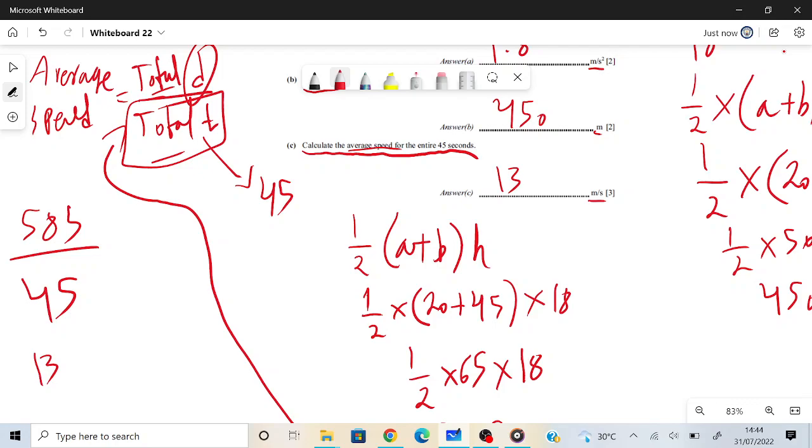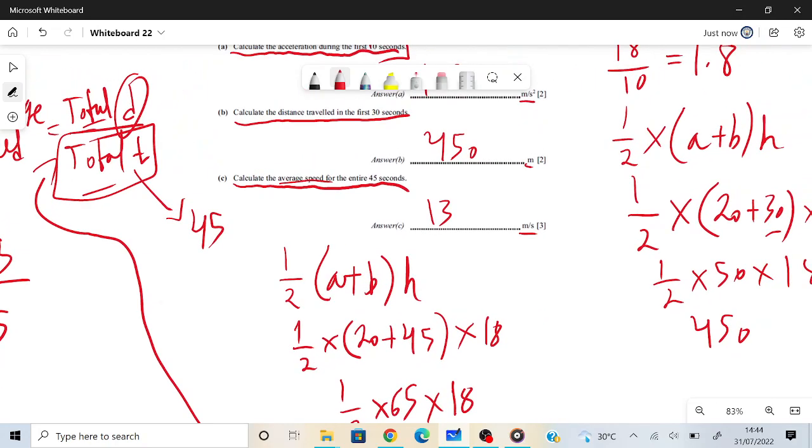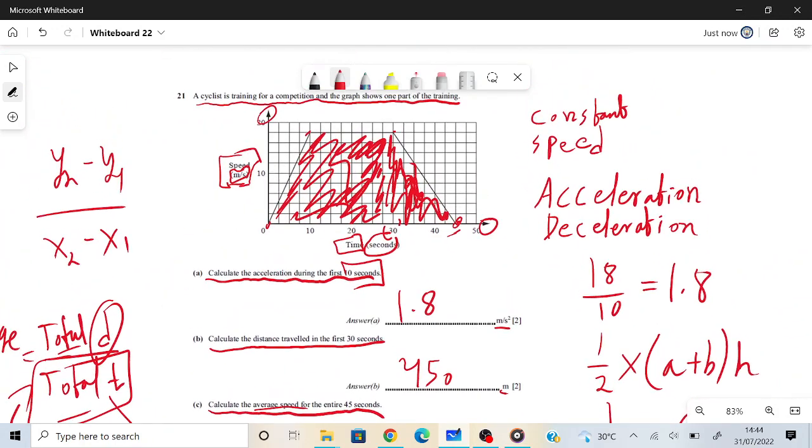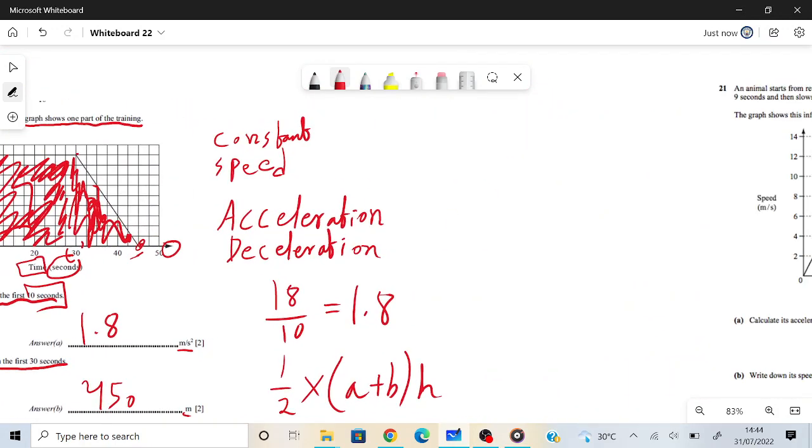Again, units were given here, but if not, please make sure that you put your units. And that is the final answer for this first example. On to the next example.